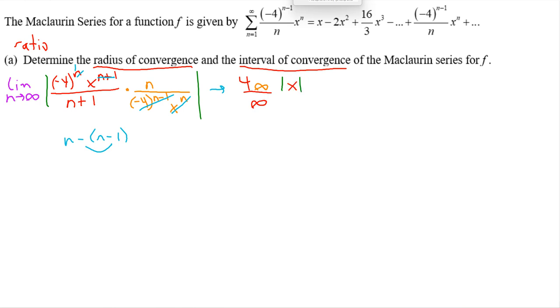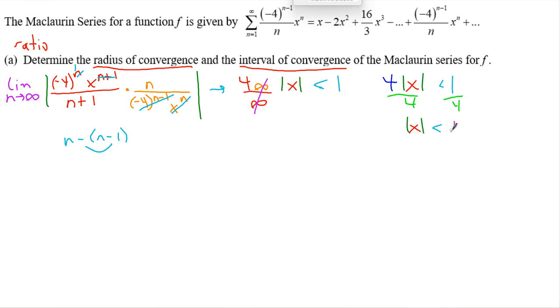And again, with the ratio test, that has to be less than 1 to converge. So this time the infinities cancel out, and what we're left with is 4 on the outside, absolute value of x is less than 1. So this time, to solve this, it's just linear, but we do have to get the absolute value by itself first, so you divide by 4. So you get the absolute value of x less than 1/4.